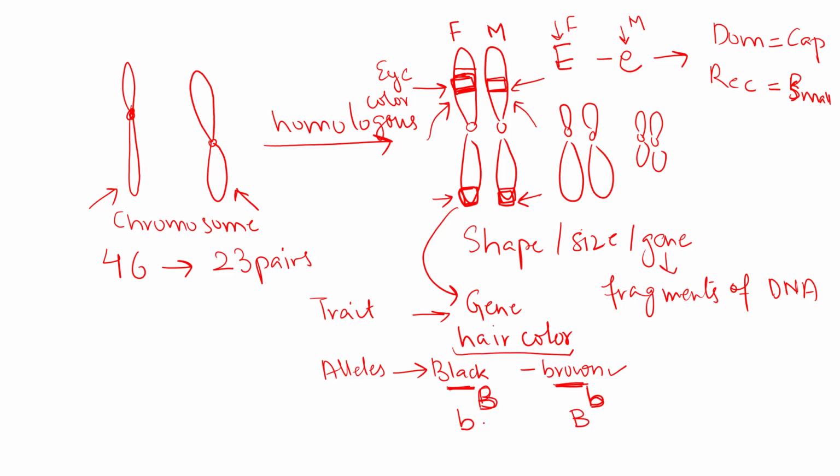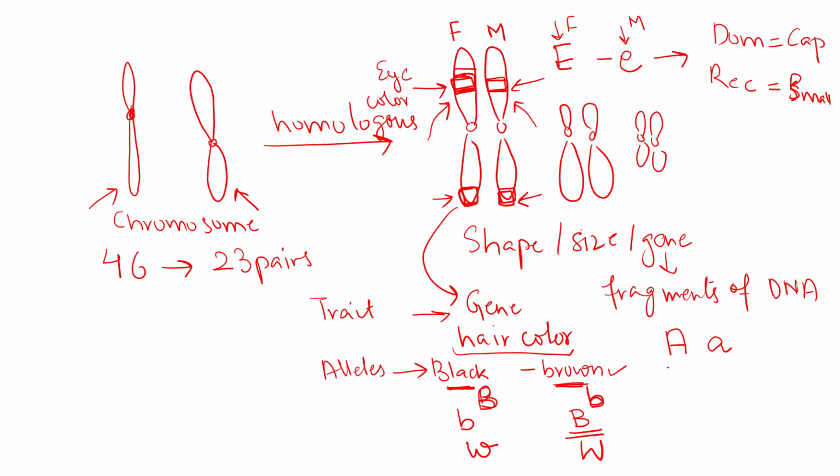But you don't necessarily have to use B. You can say, okay, I'm going to say that the brown color is represented by W and black color, which is recessive, is represented by small w. So always remember that the dominant character will be represented by a capital letter. It can be any letter, and the recessive character is represented by small letter.